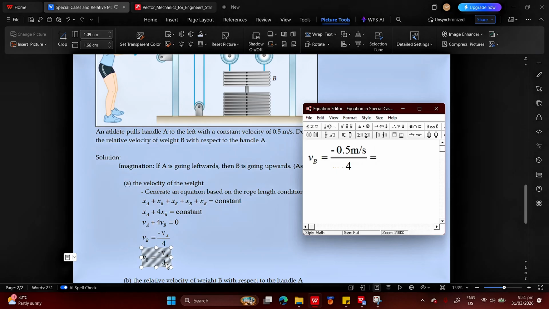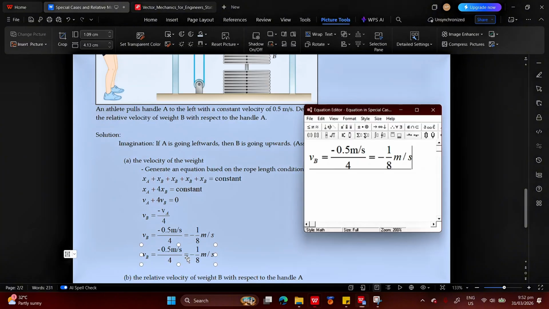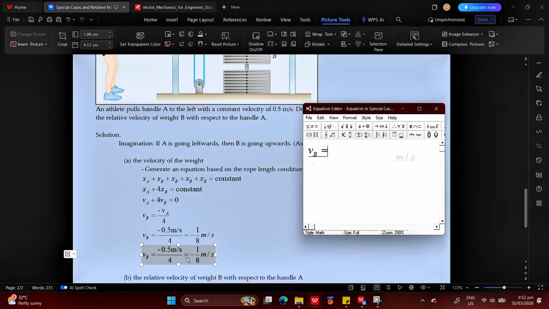So if we divide that, 0.5 times 2 times 2, okay, so 1 over 8. What's 1 over 8? I will just put it here, 1 over 8, and neglect the, yeah, that's it. 1 over 8 meter per second.